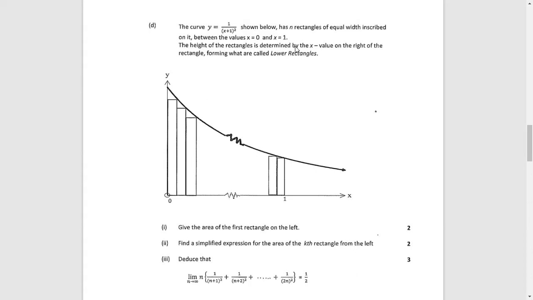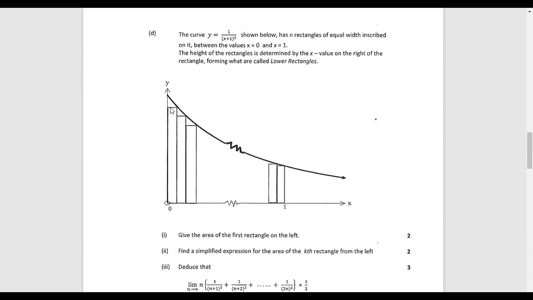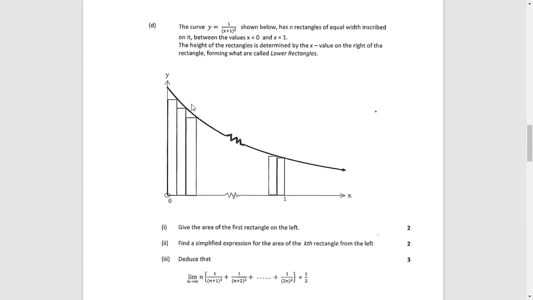So the height of the rectangles is determined by the x value on the right of the rectangle, forming what they call here the lower rectangles. Because it's a strictly decreasing function, if you're going on the right, then it will be lower than the actual function, and so it's a lower rectangle. So given this, give the area of the first rectangle on the left.